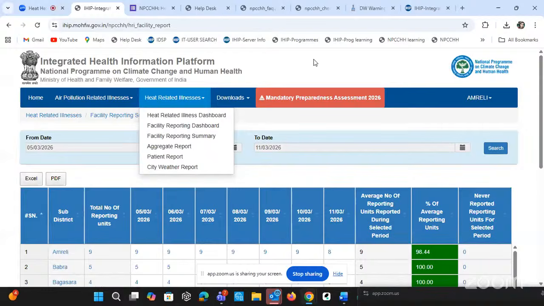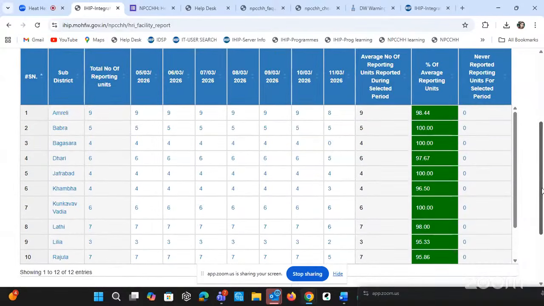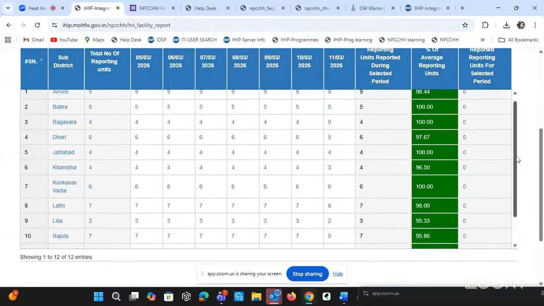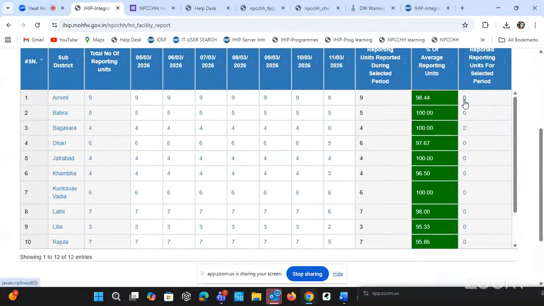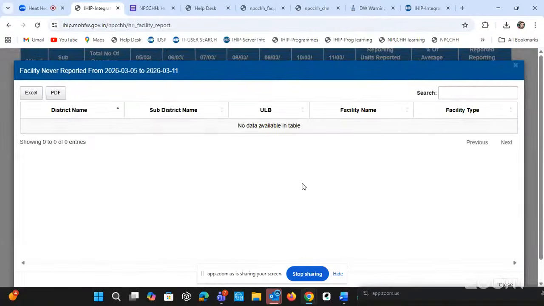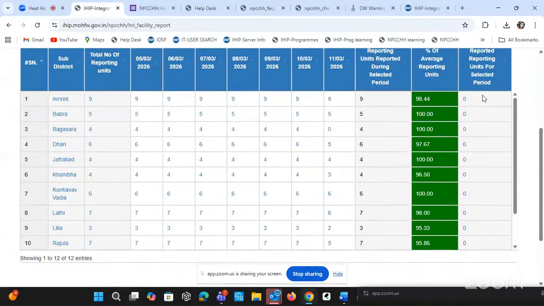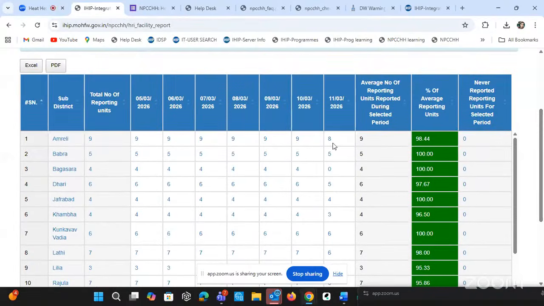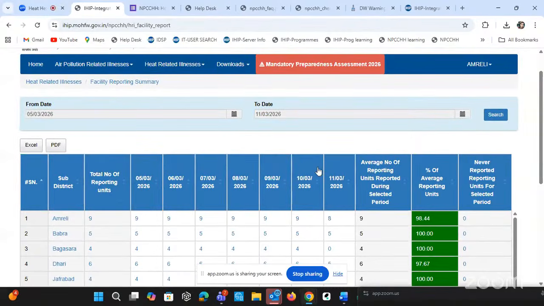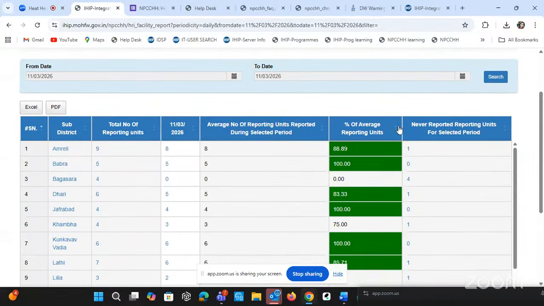Bhupesh, if we go to the never reported reporting unit, can we see the names of the facilities that are not reported? If you click on 0, yes. Okay, data is 0, that's why it is not showing any. 100% from Amreli. Please go a bit slow. I just changed it. Now it will show never reported.